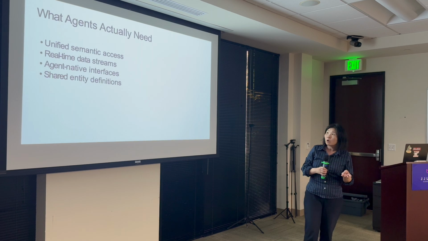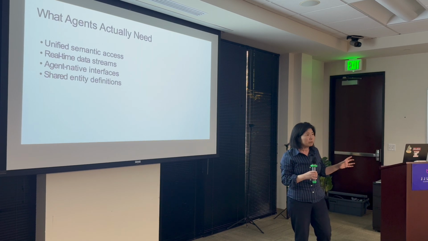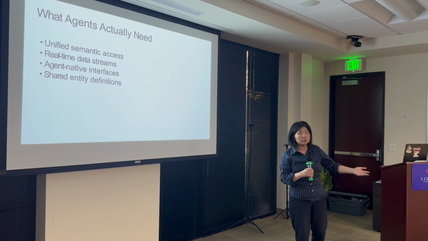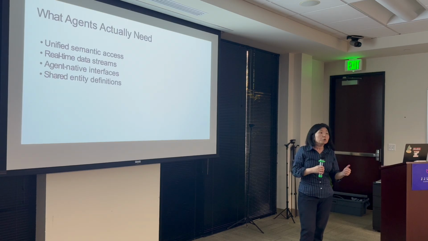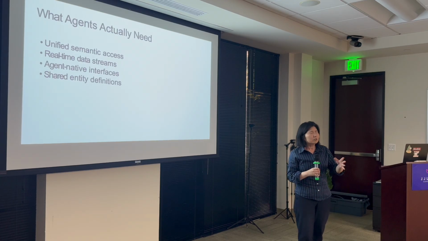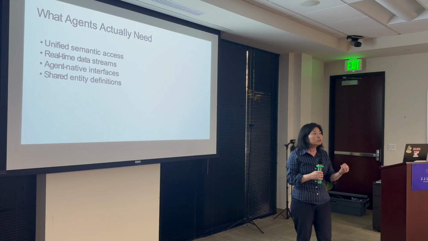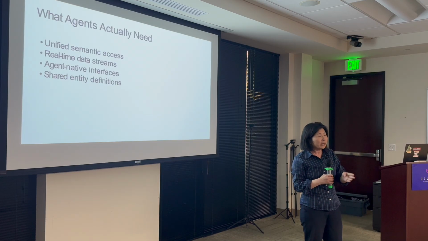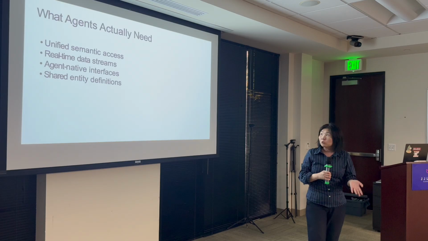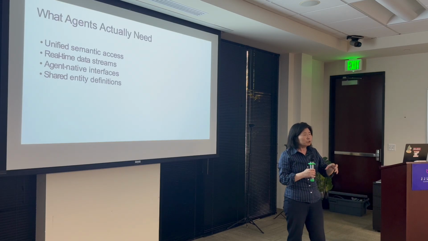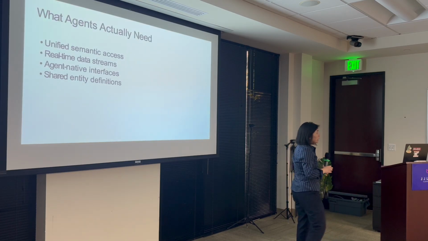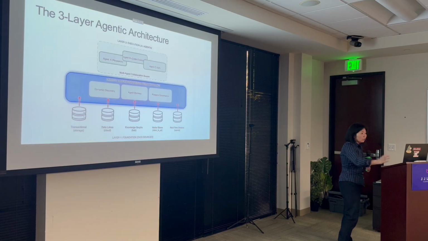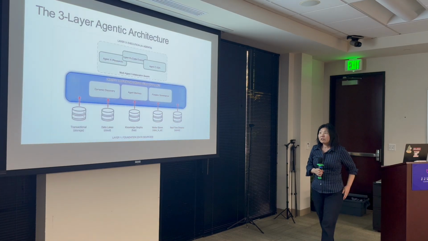satisfy the agent's needs. Number one, we want to unify the semantic access to the data. Number two, we want the data to be joined together fast, in a real-time sense. Then the interface should be agent native. Finally, the entities should have a shared definition. That will unify the platform.